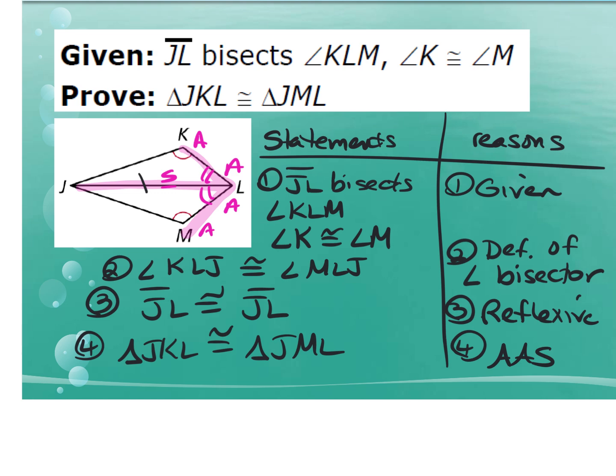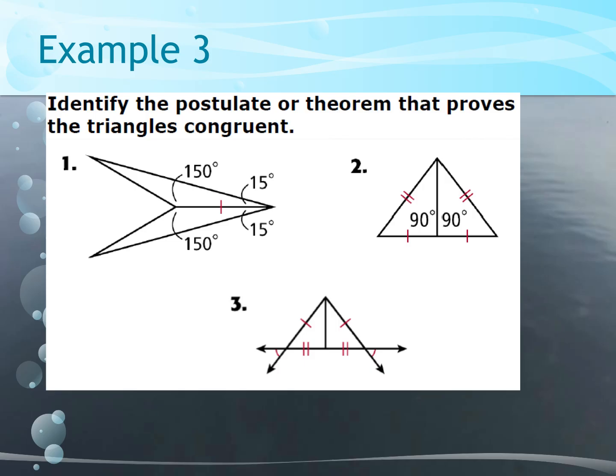Doing the homework for this lesson, you know that you're learning the 2 shortcuts of angle, angle, side, or angle, side, angle. But when it comes time to take the test next week, you've got to use all 5. So that's where it gets more challenging. So let's go ahead and take a look. So it says, identify the postulate or theorem that proves the triangles are congruent.